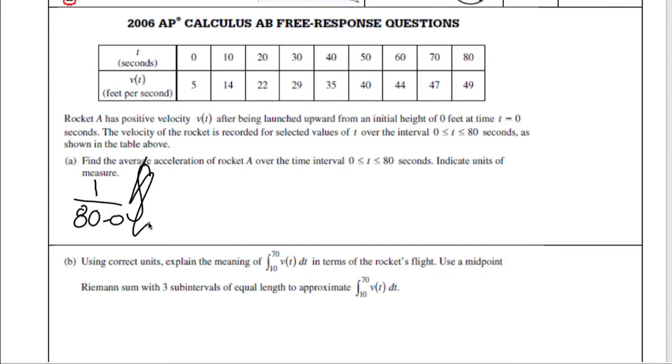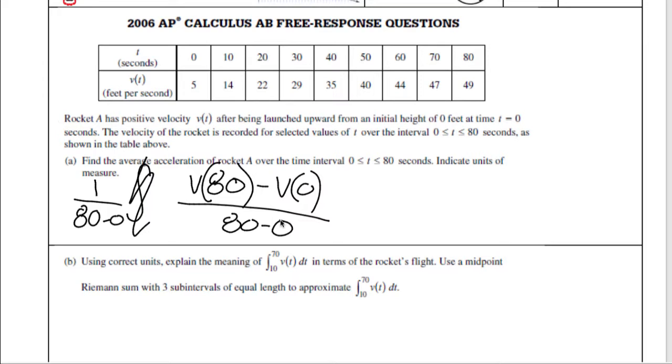So if you're doing a secant line, then you're doing, what are they calling? They're calling it V. So V of 80 minus V of 0 all over 80 minus 0. And that's where the 80 minus 0 came over here. But since we can't do an integral, since we don't have an actual function, we have to use our secant line approximation. And V of 80 is 49. V of 0 is 5. And 80 on the bottom.